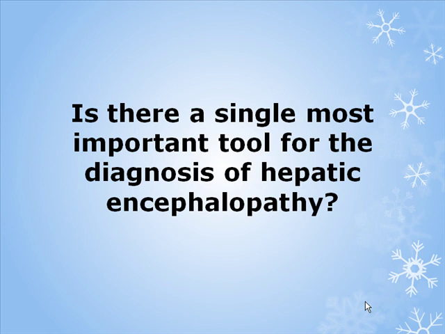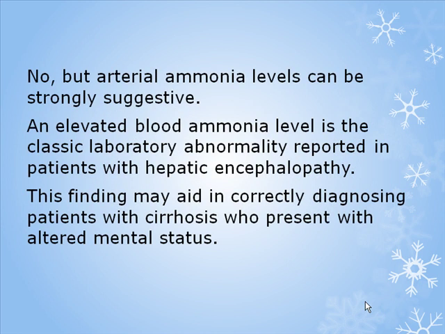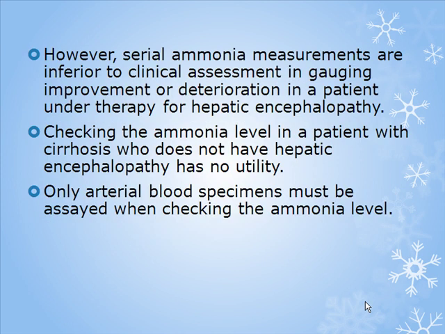Is there a single most important tool for the diagnosis of hepatic encephalopathy? This is a question we should start with. No, but arterial ammonia levels can be strongly suggestive. An elevated blood ammonia level is the classical laboratory abnormality reported in patients with hepatic encephalopathy. This finding may aid in correctly diagnosing patients with cirrhosis who present with altered mental states.